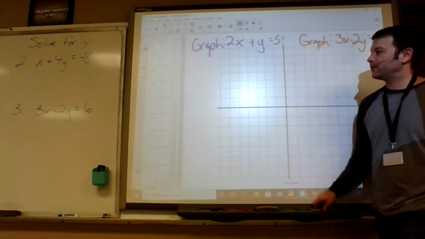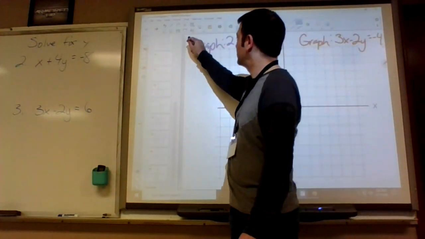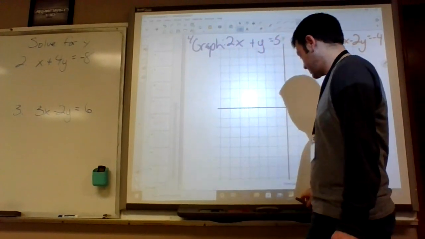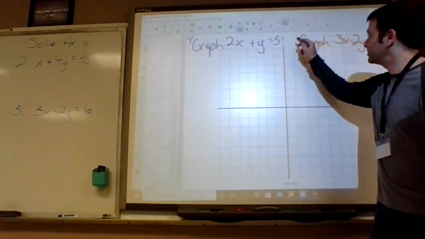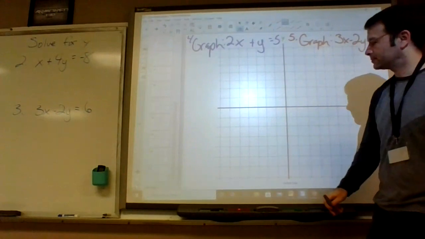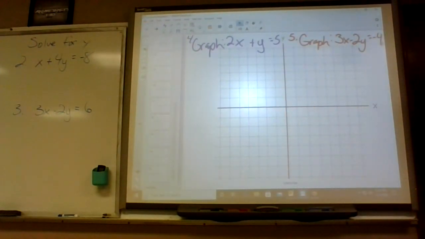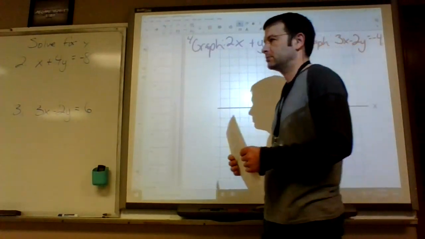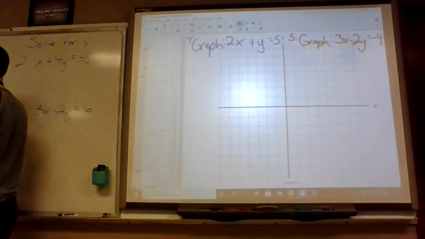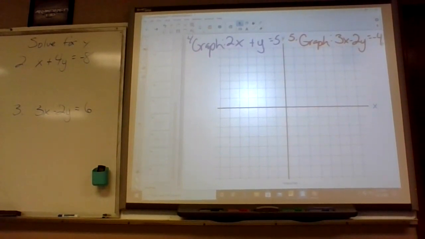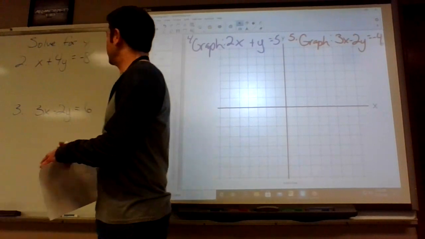This will be number 4 and 5. I'm putting it on one graph so we can see it all at once. Okay. You guys do 2? I'm trying to. Carter, do you know what to do for 2?